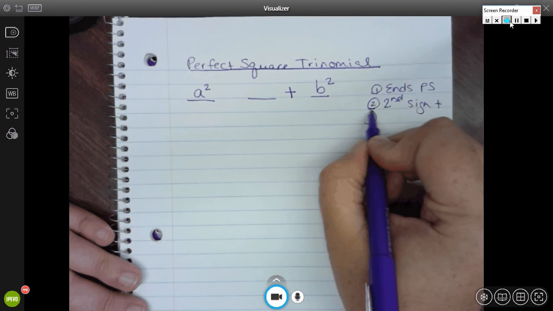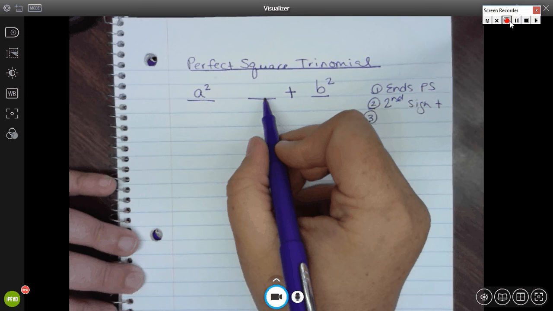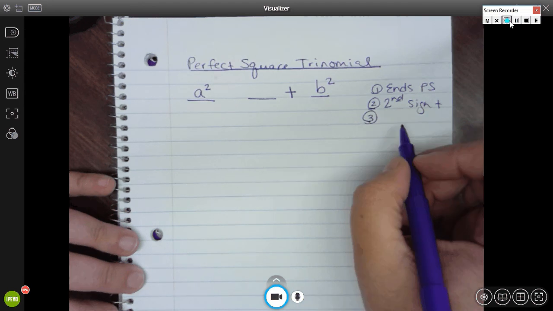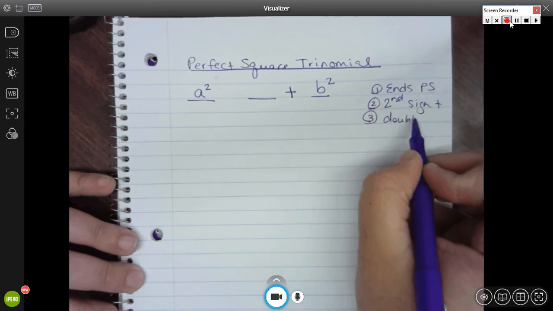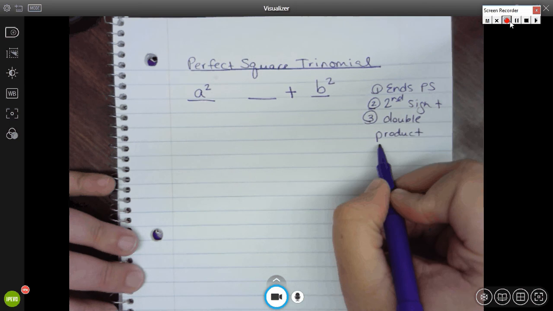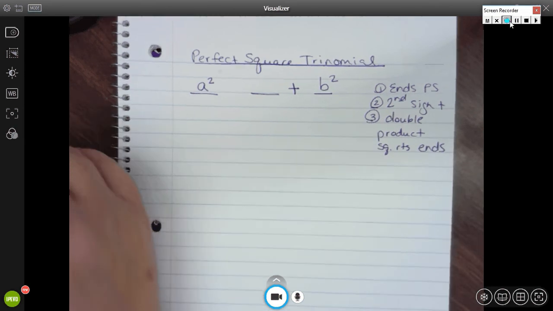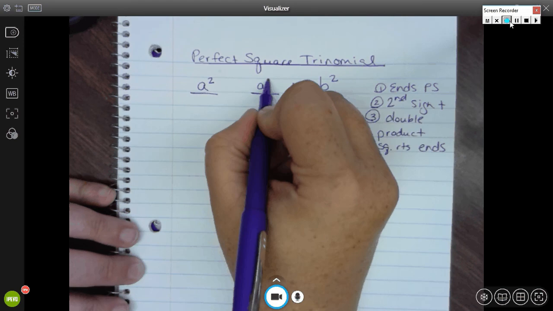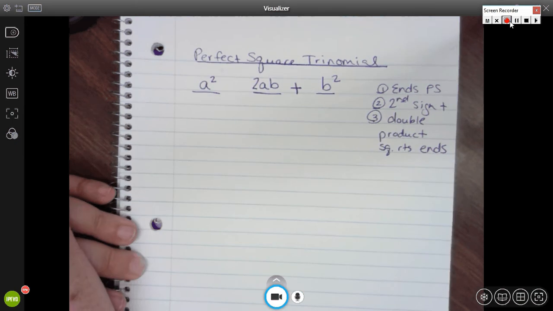The third thing is the most difficult thing to see. The middle term has to be double the product of the square roots of the ends. And you say, whoa, Miss McGee, what in the world are you talking about? I'm going to write double product square roots of the ends. And that is a mouthful, okay? What that's saying is if you take the square root of this one, that would be A, and you take the square root of this one, that would be b. Product means multiply them together, double. Okay? If you meet all three of those criteria, you have a perfect square trinomial.